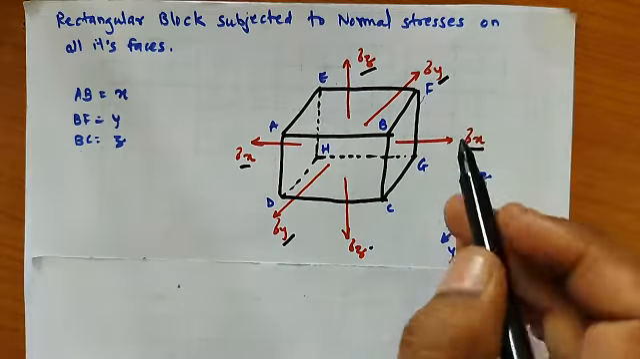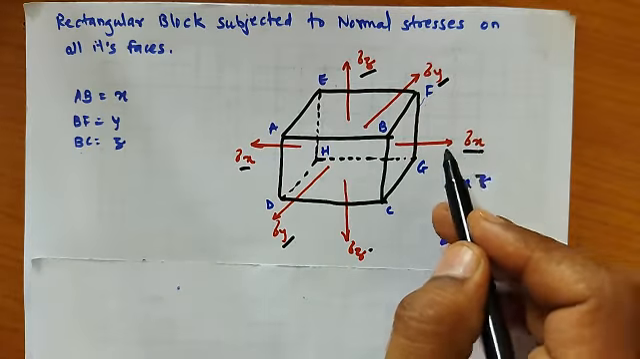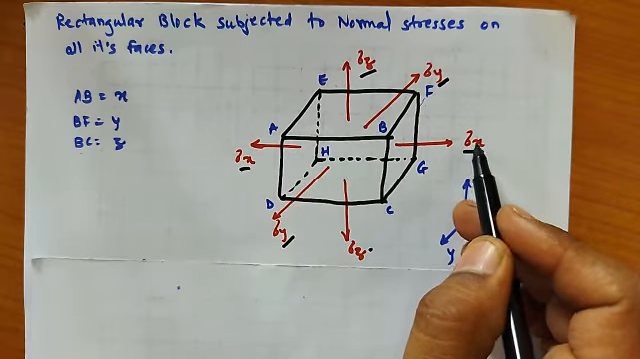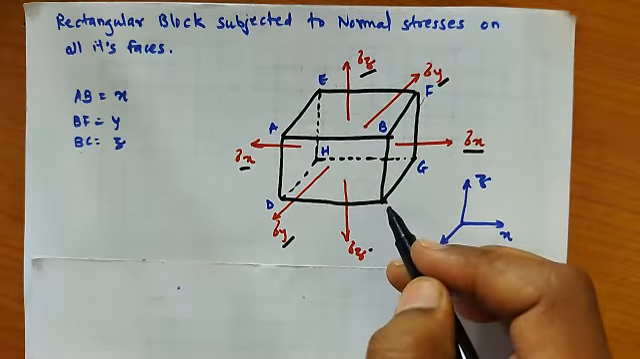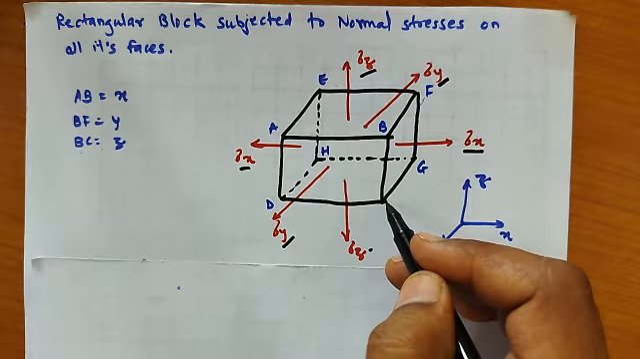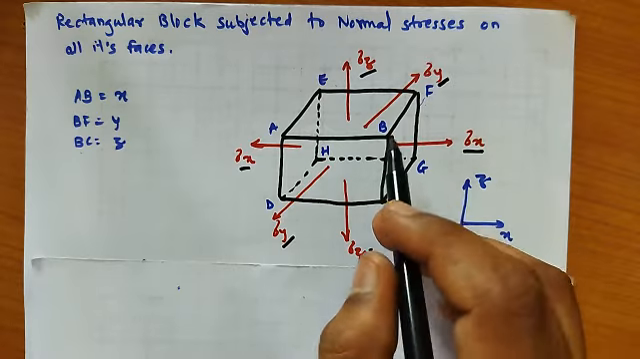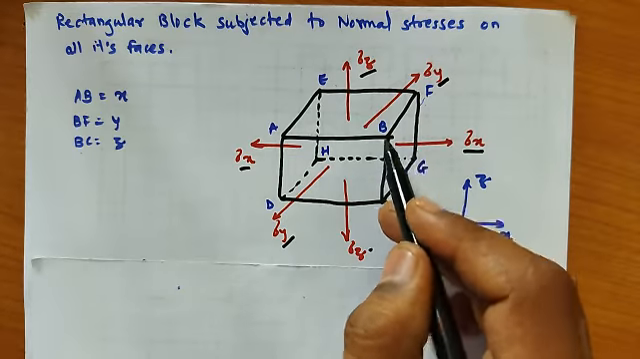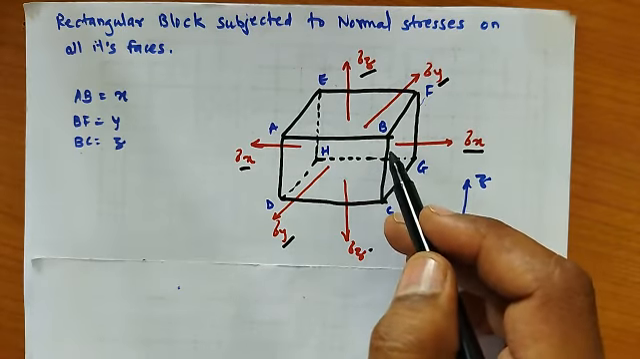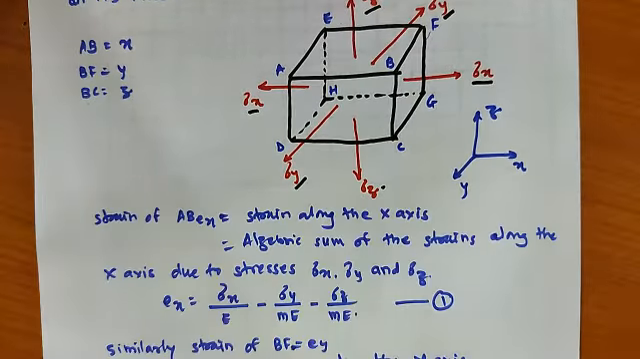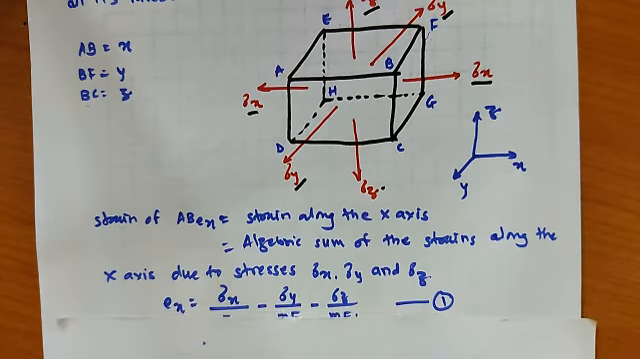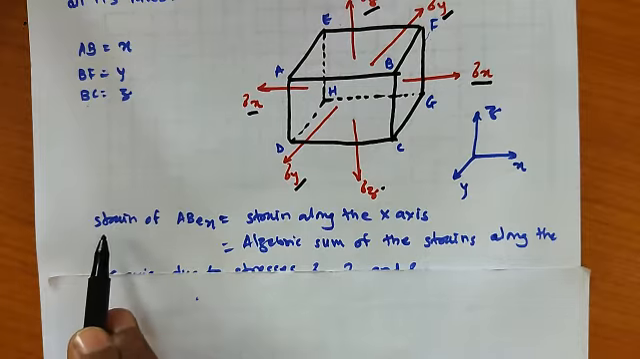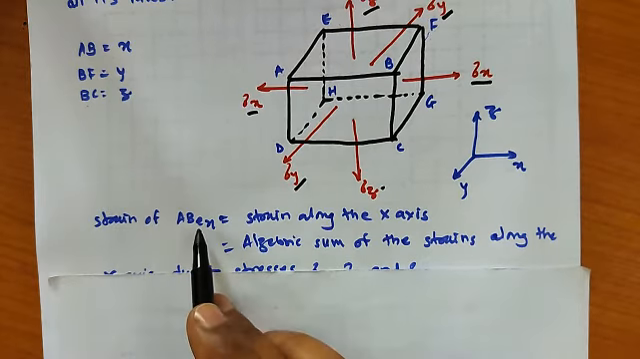But correspondingly, when we apply sigma x directional stress, there will be a reduction in BF and BC distance. That means when we consider the axial direction, there will be elongation, but in the lateral direction there is a reduction in dimensions. So correspondingly, we will see one by one what is the change in the strains. Here, first we see the strain of AB.